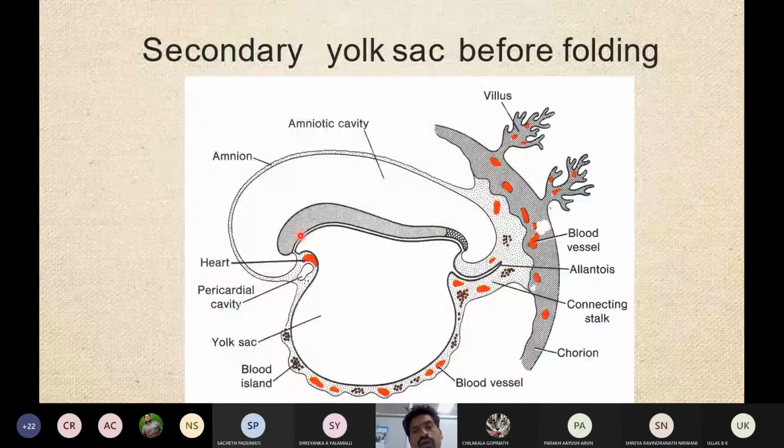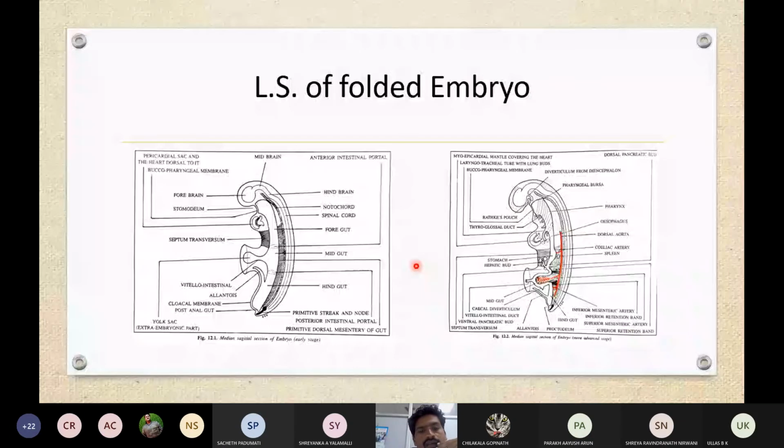So this is the view before the formation of the foldings. In the same view you are now able to see the folded one completely. In the earlier case you see the heart almost towards the cranial side; it is just moving towards the thoracic part here.